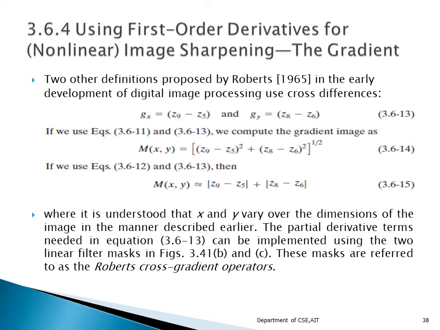So here the x and y values are going to vary over the dimensions of the image, and the partial derivative, when you consider it, will create 2 linear filter masks. And these 2 linear filter masks, which you can see in pictures B and C, are called the Roberts cross gradient operator, or it is also called a mask which can be used for sharpening the image.